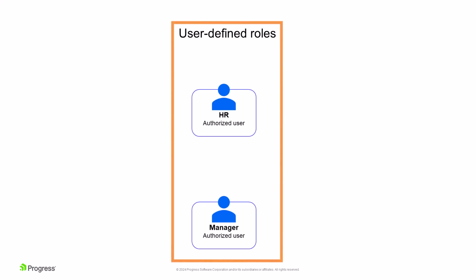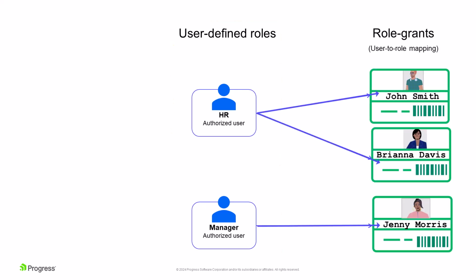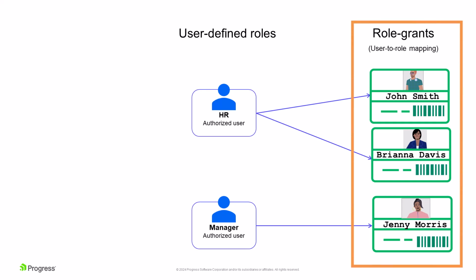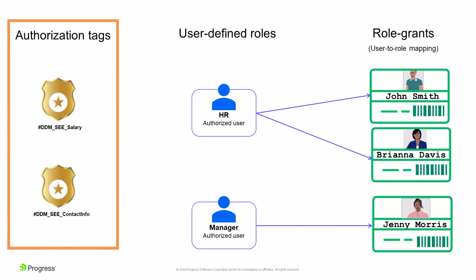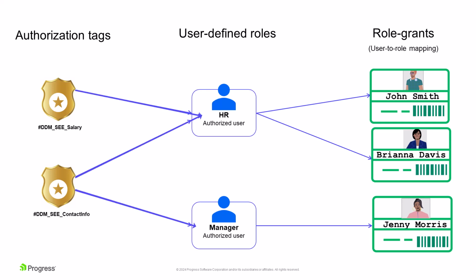DDM facilitates the creation of new roles and their assignments to authorized database users. User-to-role mapping, also known as role grants, determines the access privileges of users to sensitive information. To assign a field identifier to the roles that can view the unmasked data, the security administrator must define an authorization tag. Any authorization tag must begin with #DDM_C_. Note that this prefix is not case sensitive.